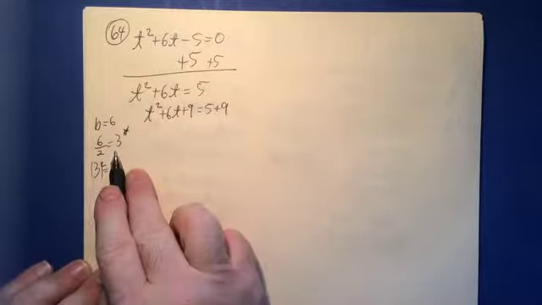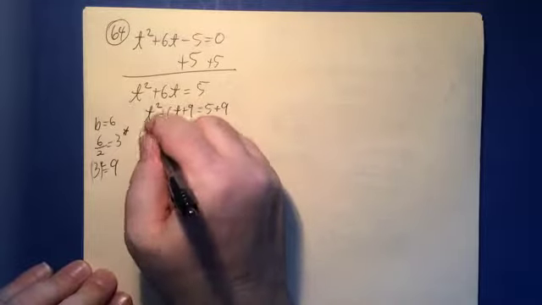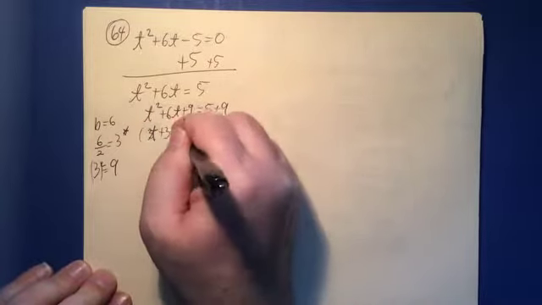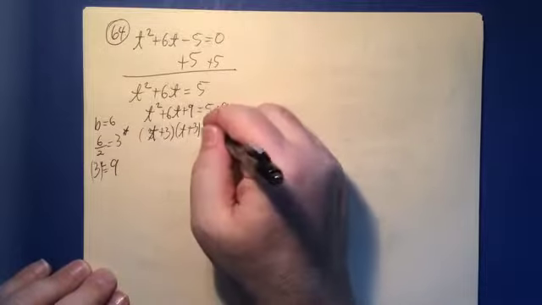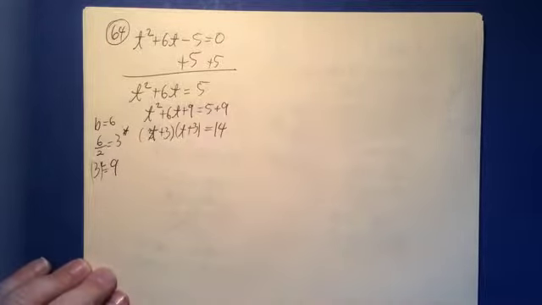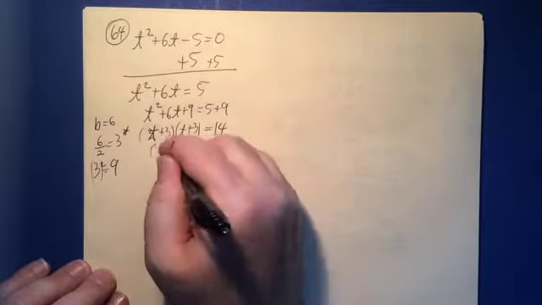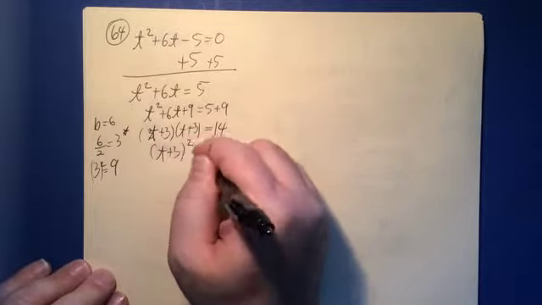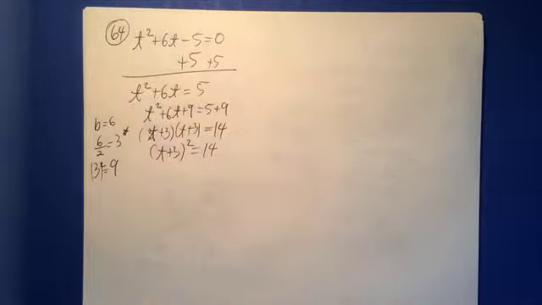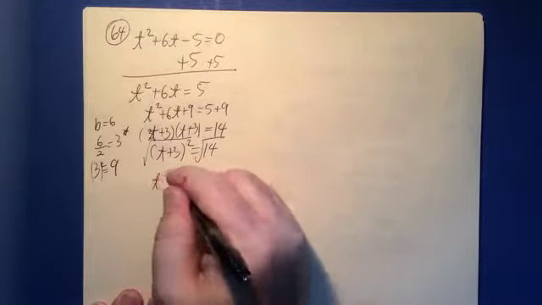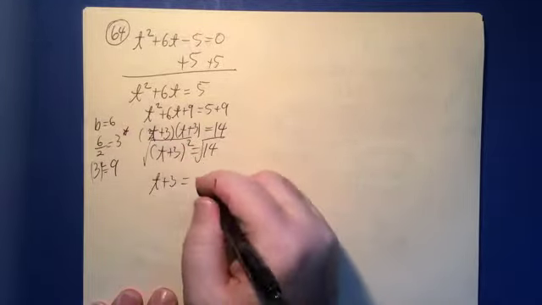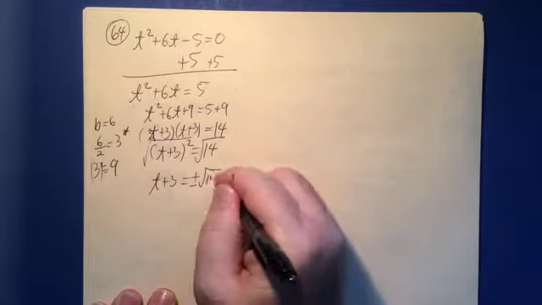I see I have a plus 3 here, so I'm going to write this as t plus 3 times t plus 3. That 3 gives me what goes here. That's going to be 14. Now I can write this as t plus 3 squared is equal to 14. When I get to this point, I'm going to do what I've done. I'm going to go ahead and take the square root of both sides and write this as t plus 3 is equal to plus and minus radical 14.